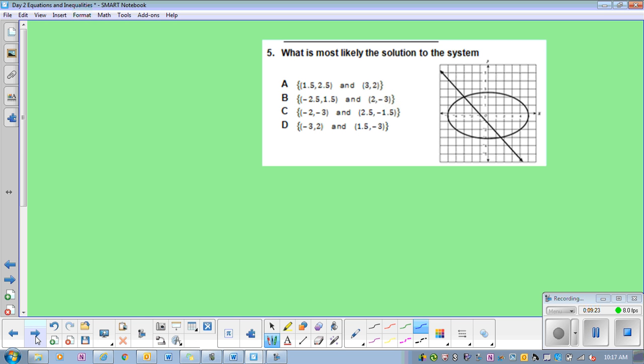Oh no, it's on the back of the one before. Okay, so this one, right? What is most likely the solution? Where do they intersect? That one was approximate, but that one's good. Negative 3, 2. Which one of those has negative 3, 2? Good. 6.